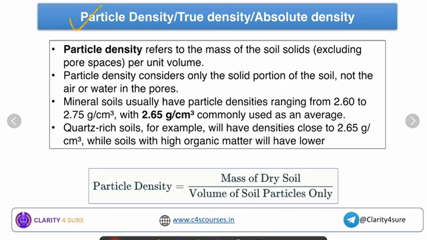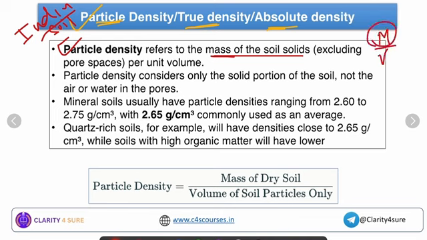Particle density is also called true density or absolute density. The particle means what? Here we are considering the individual soil particle while calculating the density. The definition of particle density is the mass of soil solids per unit volume. Density is mass upon volume, but the mass of what? Mass of soil solids, and volume of what? The volume of soil solids.